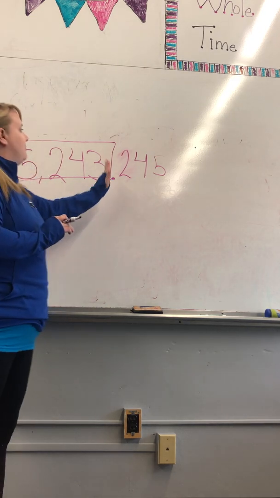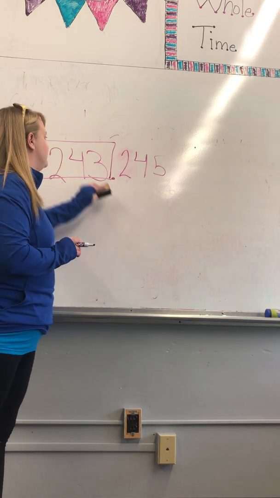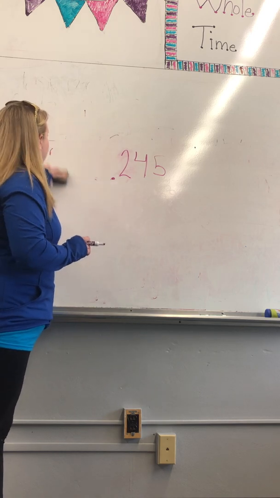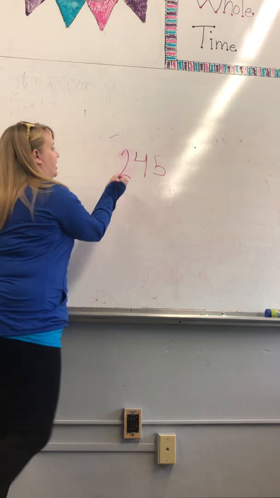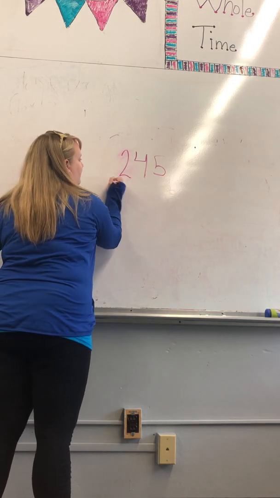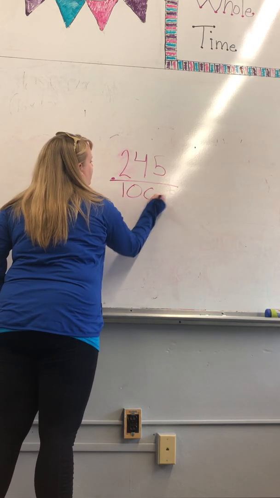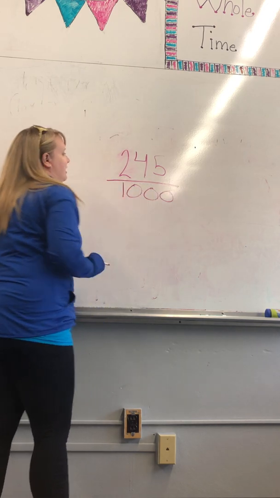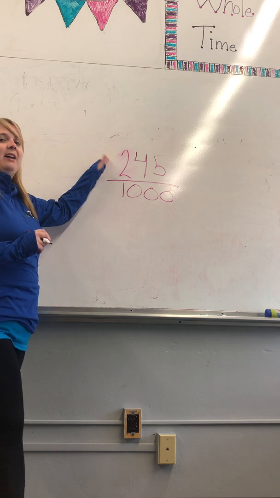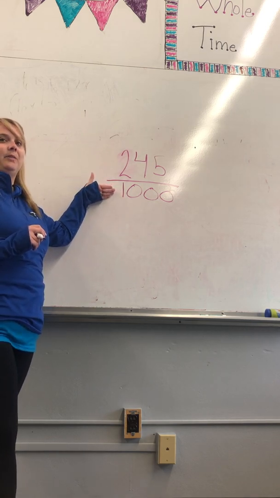If I was going to write this decimal part over a fraction, I would simply put it over the place value that it ends up in. So it would be 245 over 1,000, okay? Get rid of the decimal when you write it as a fraction. So we have 245 thousandths, okay?